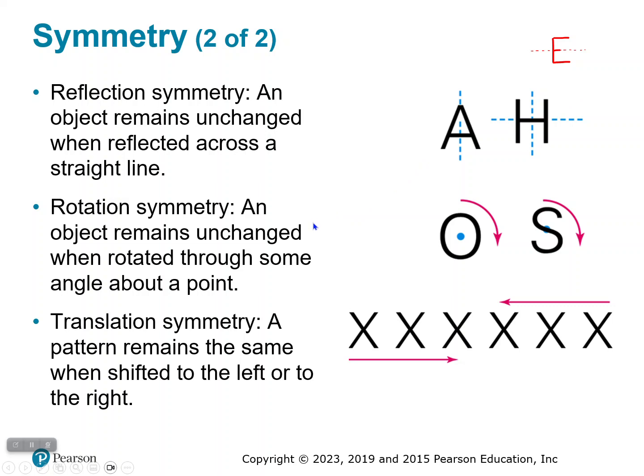Rotational symmetry: an object remains unchanged when rotated through some angle about a point. A 0 or an O, right, we can rotate it 360 full degrees, any step along the way, it's going to be an O. S, let me see, what happens if we flip this upside down? Well, this part comes back up here. We would say that this has 180 degree rotational symmetry because it will take an entire flip upside down to get it back to the same place. Translation symmetry: a pattern remains the same when shifted to the right or to the left, right? X is just going to be X, it just looks the same.